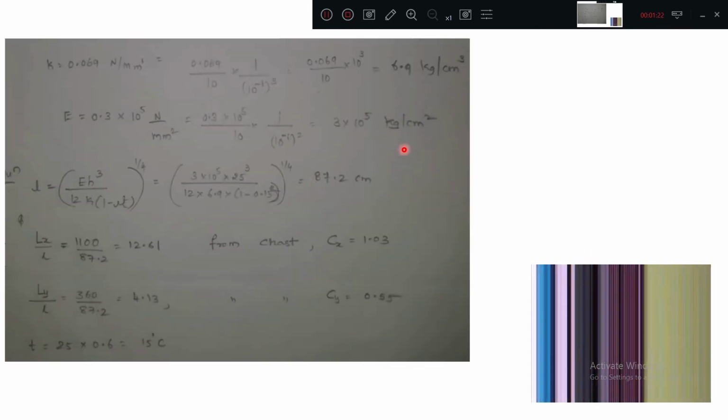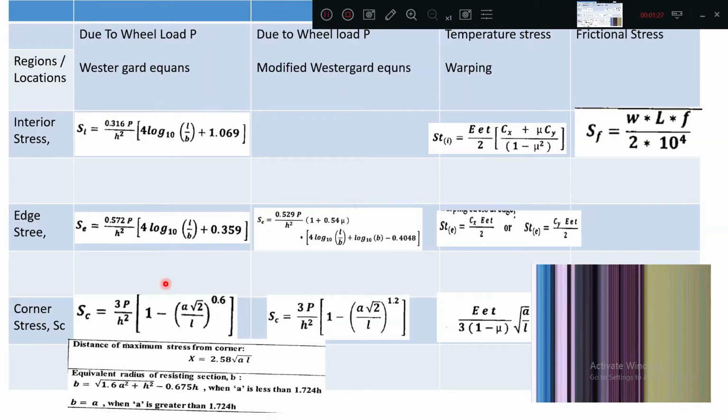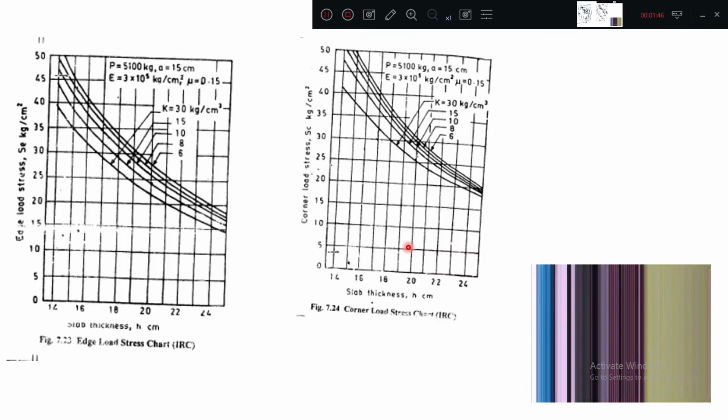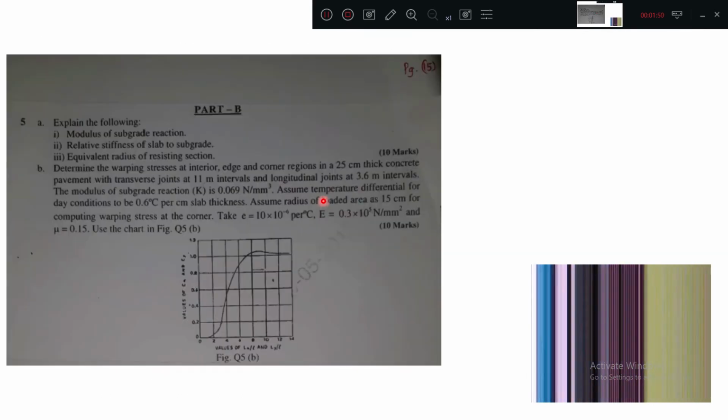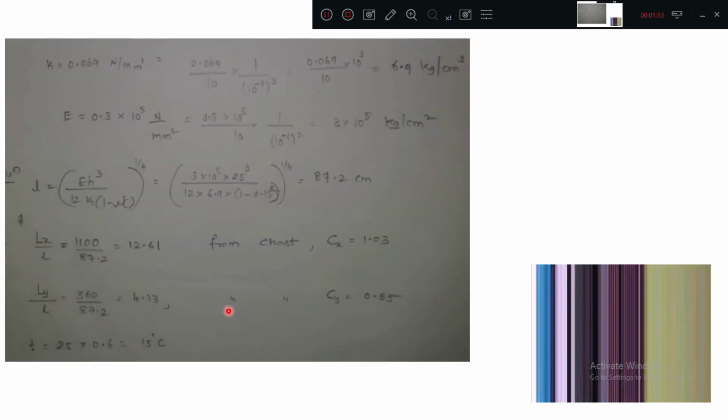No problem. What to calculate warping stress means, which formula? These three, 1, 2, 3. So you should get Cx, Cy. Capital E is given, small e is given, T you should calculate. Here also the same thing, T you should calculate. Here also T you should calculate. Okay, same. Now Cx, Cy, where to get? Using this chart. This type of chart is given in the question itself. Okay, in the question itself they have given.